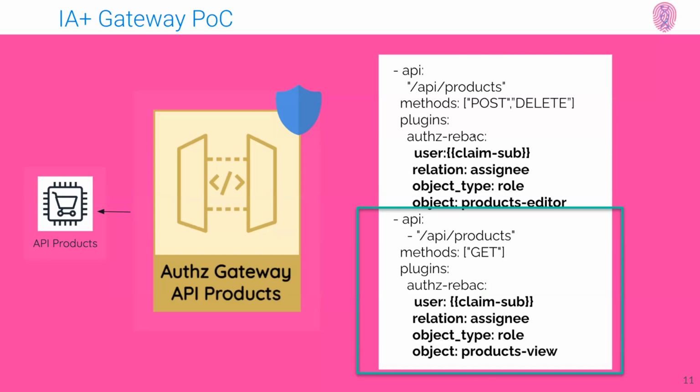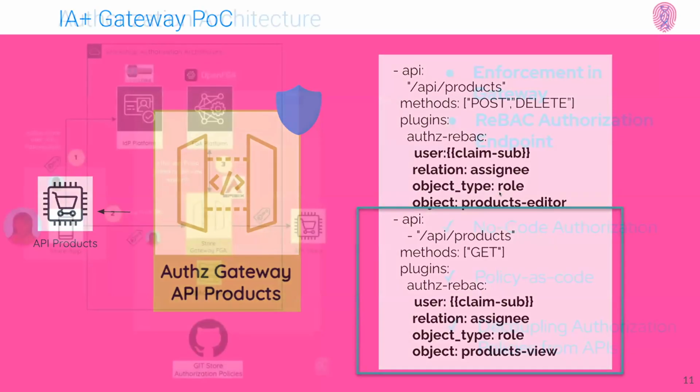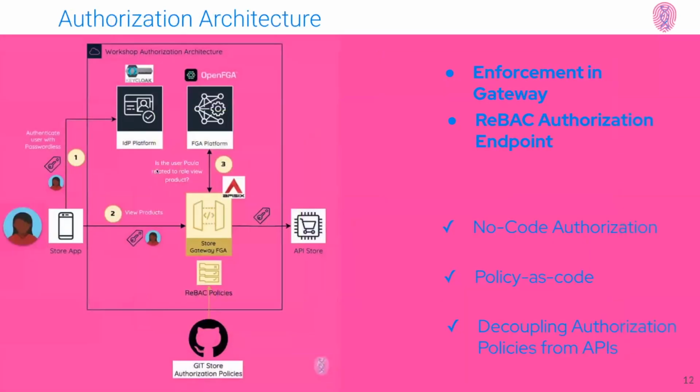On the other hand, you will find here something quite similar, but the difference is that here I'm protecting when the user tries to modify the products. Basically, the policy validates that the user must have the relationship assignee with the object role, but in this case with the other role, which is product editor. This is the authorization architecture that you will see in the workshop.